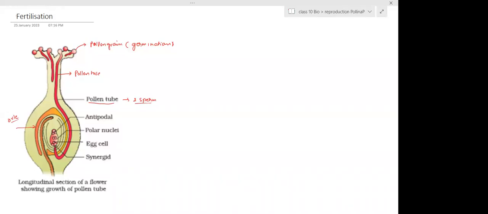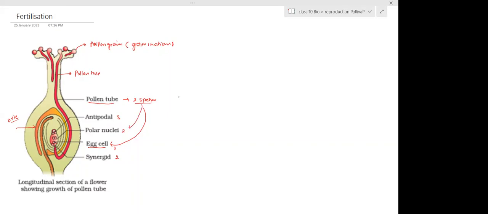Inside the ovule there is an egg cell. One of the sperms fuses with the egg cell. There are basically three antipodal cells, two synergid cells, one egg cell, and two polar nuclei. So inside this embryo sac, this complete ovule, there are these kinds of structures. One sperm fuses with the egg, and another sperm, as I have told you, fuses with the polar nuclei.